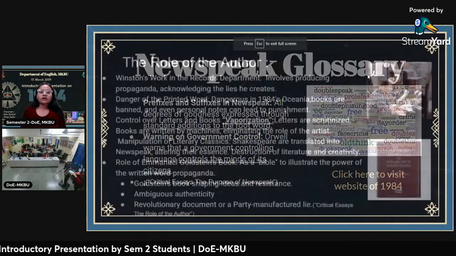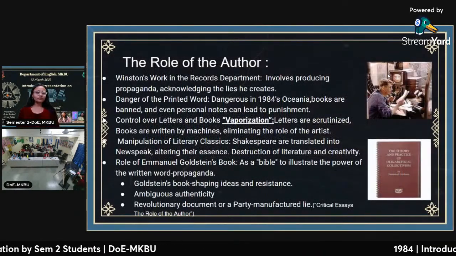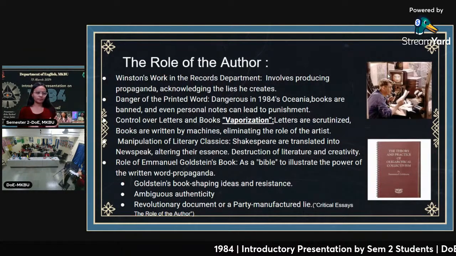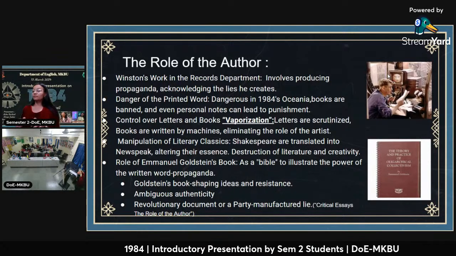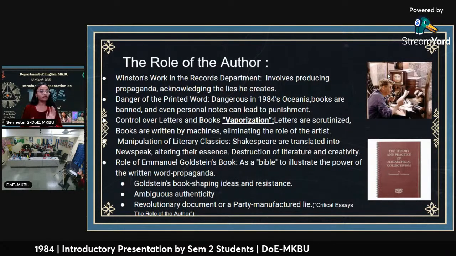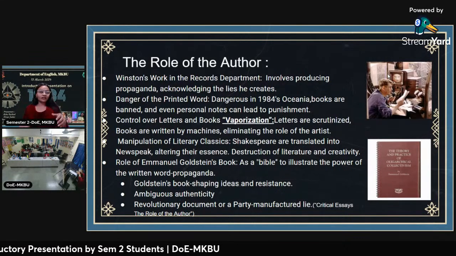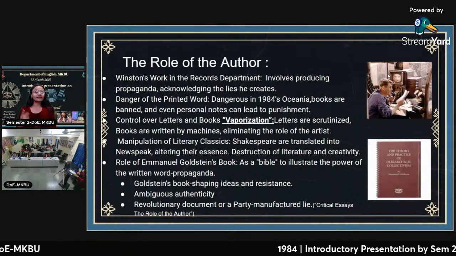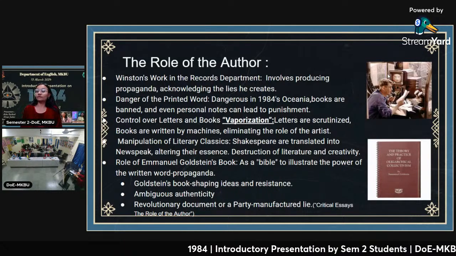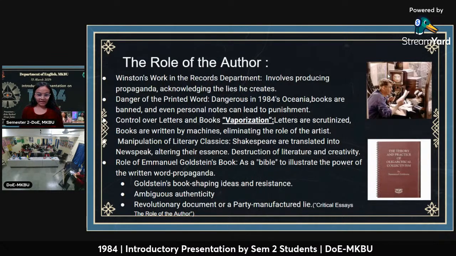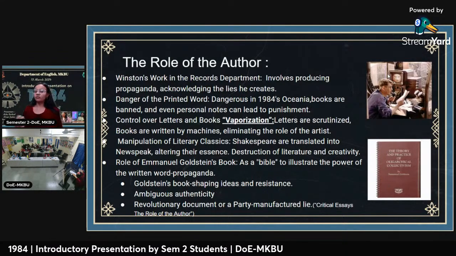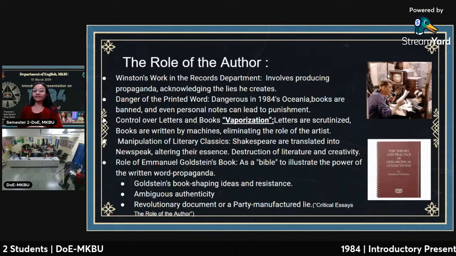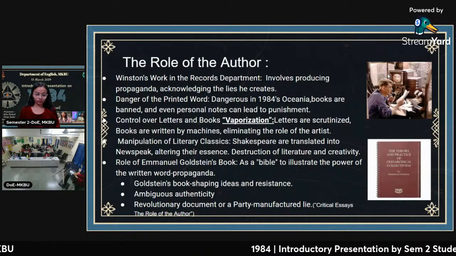Moving further, the role of the author. Winston's work in the Ministry of Truth is that he has to distort information. Whatever truth comes to him, he has to manipulate according to the party's rules and regulations. He knows the reality, and that is why he is thinking about resistance, because he is aware of the reality of the time. He also creates a lie, and whatever the truth is, he burns it. So he is burning the truths and then manipulating the information.